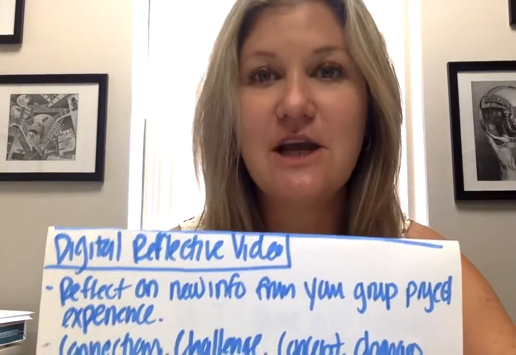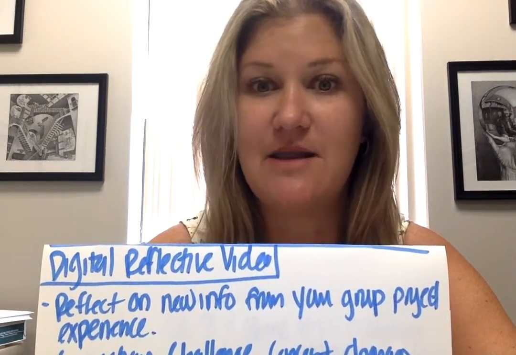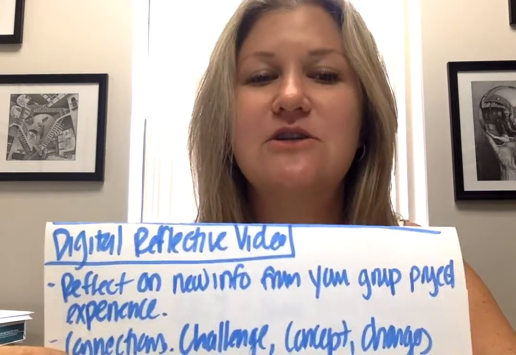And then last, changes. What changes in attitudes, thinking, or action are suggested by the text, either by you or others? So what changes would you like to make? So for your video, you need to have these 4 components: connections, challenges, concepts, and changes. And you're going to be speaking, you're going to be using artifacts, and you're going to be talking about your group issue.